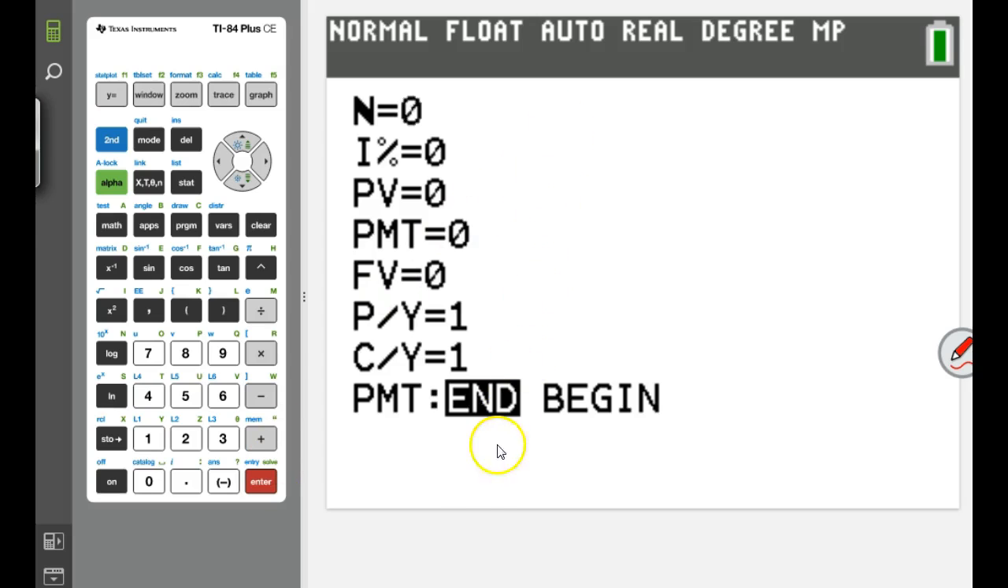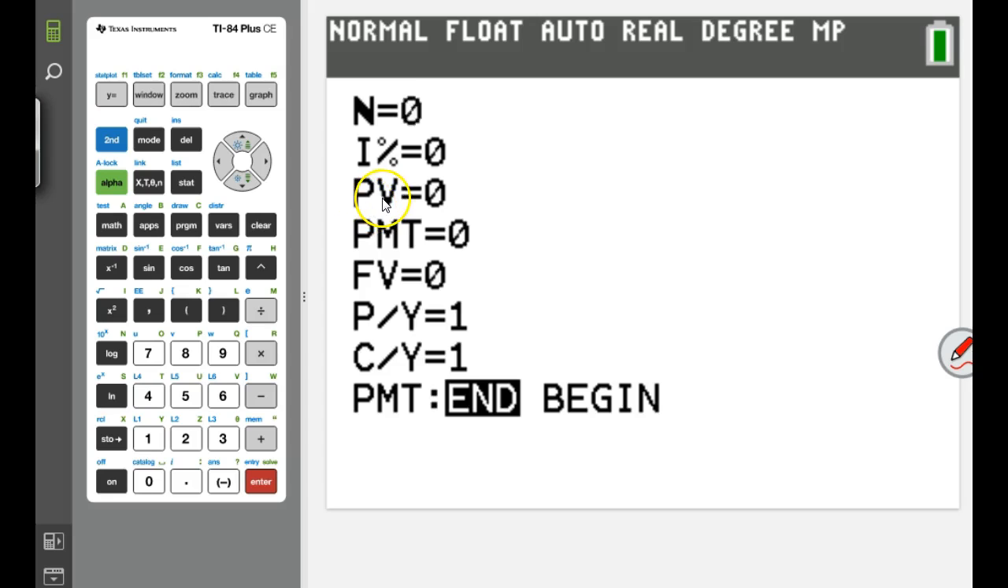Did everybody get to this screen on their calculator? Now you might have some stuff in there already. That's fine. We're just going to type over it anyway. All right, now what these stand for is on your sheet. N stands for the total number of payments or compoundings. I is interest, but notice it says percent. You don't change it to a decimal, you put it in as a percent. So if it's 2.5%, you put 2.5, not 0.025, okay? Put it in as a percent.